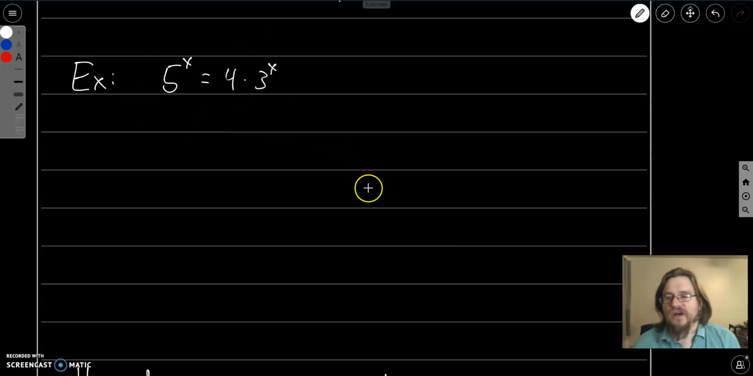This last one here, we're going to combine a few things that we've been looking at, and we'll just try to solve this for x. So again, we've got 5^x is equal to 4 times 3^x.